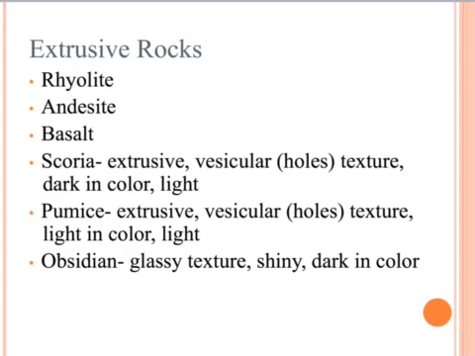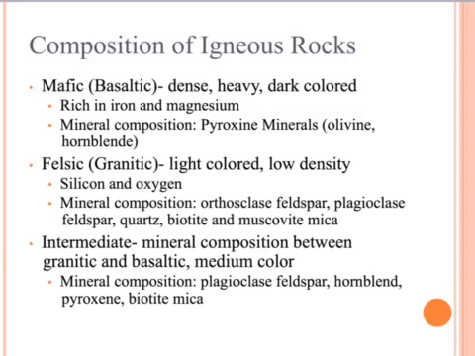Obsidian has a glassy texture. Obsidian is what Native Americans used to make their arrowheads out of. Obsidian forms when it is ejected out of the volcano into the air and cools extremely rapidly, so there is absolutely no mineral grains in obsidian, no crystal structure. Here are some vocabulary words that we'll be using to describe the rocks.